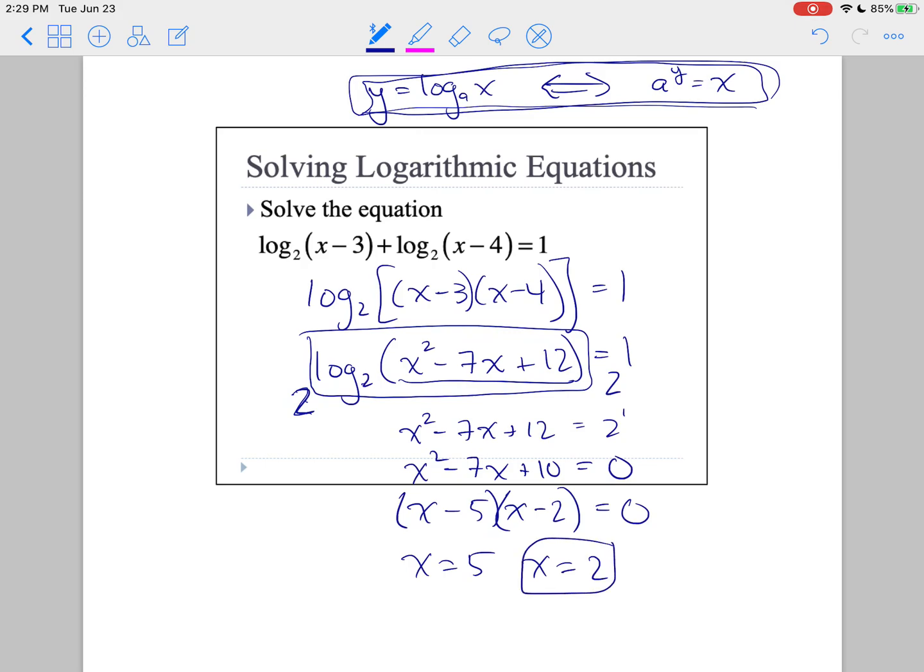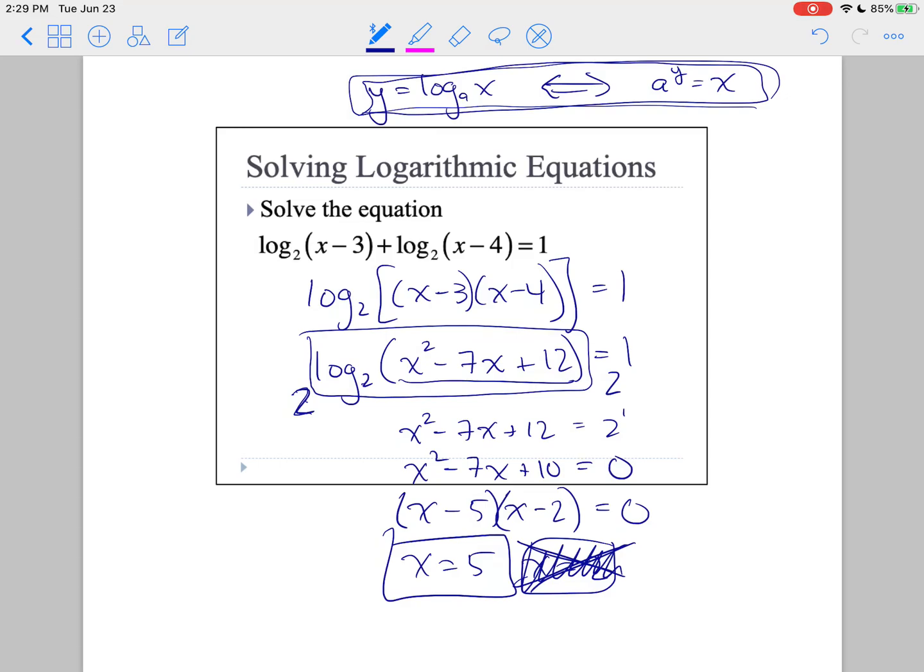But look what happens when I plug 2 into the original. 2 minus 3 is -1, and 2 minus 4 is -2, and I can't have negative numbers inside my logs. So this is actually not a solution. This is the only solution. X equals 5, x equals 2, not a solution.